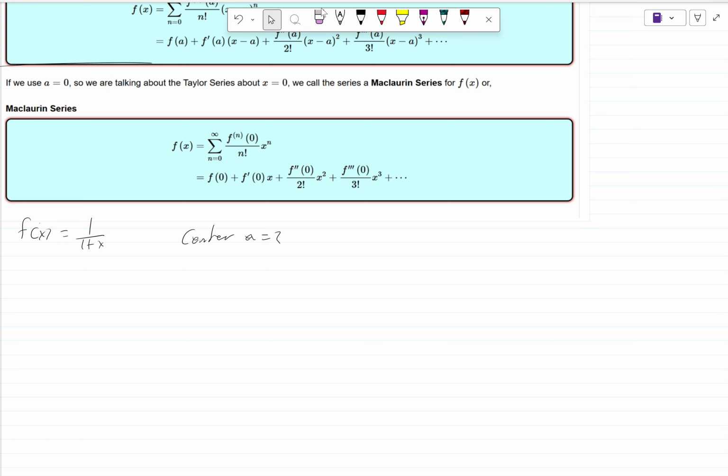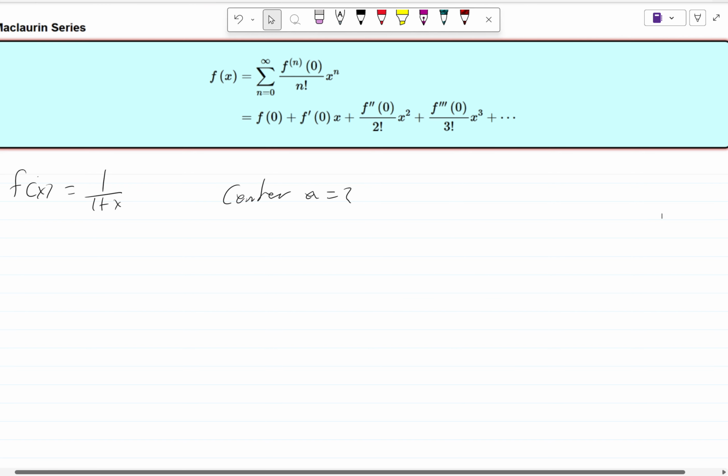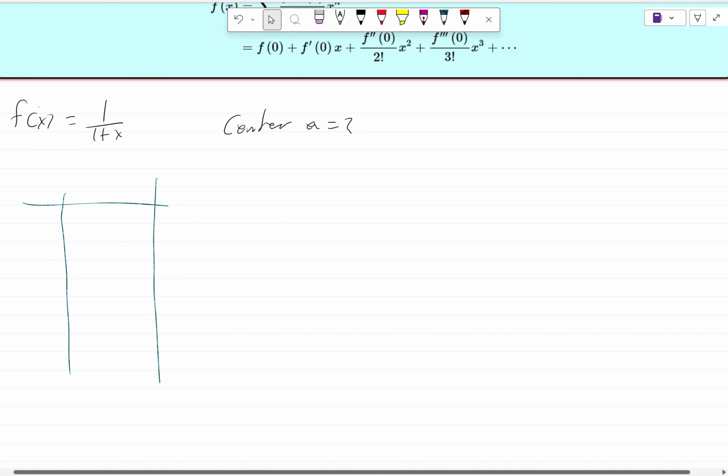Okay, let's do some series, Taylor series again. We should first start off with a table chart because why not, right?